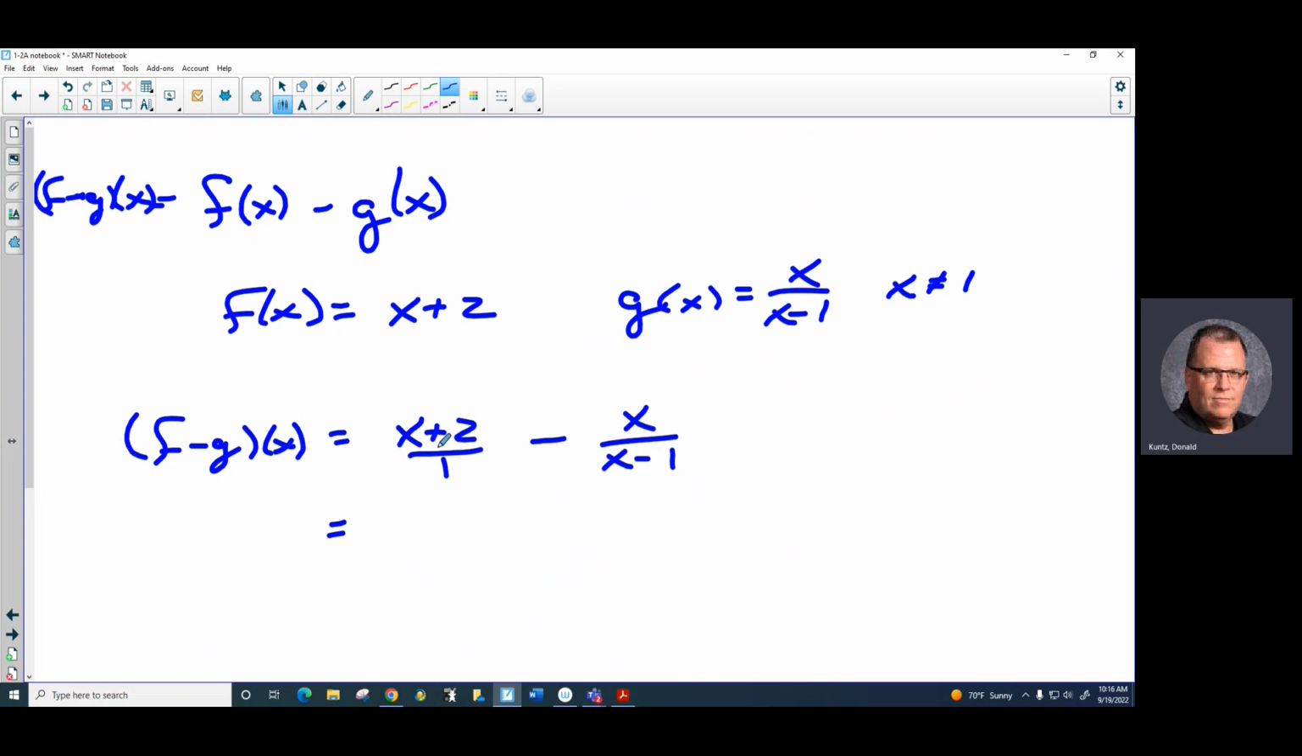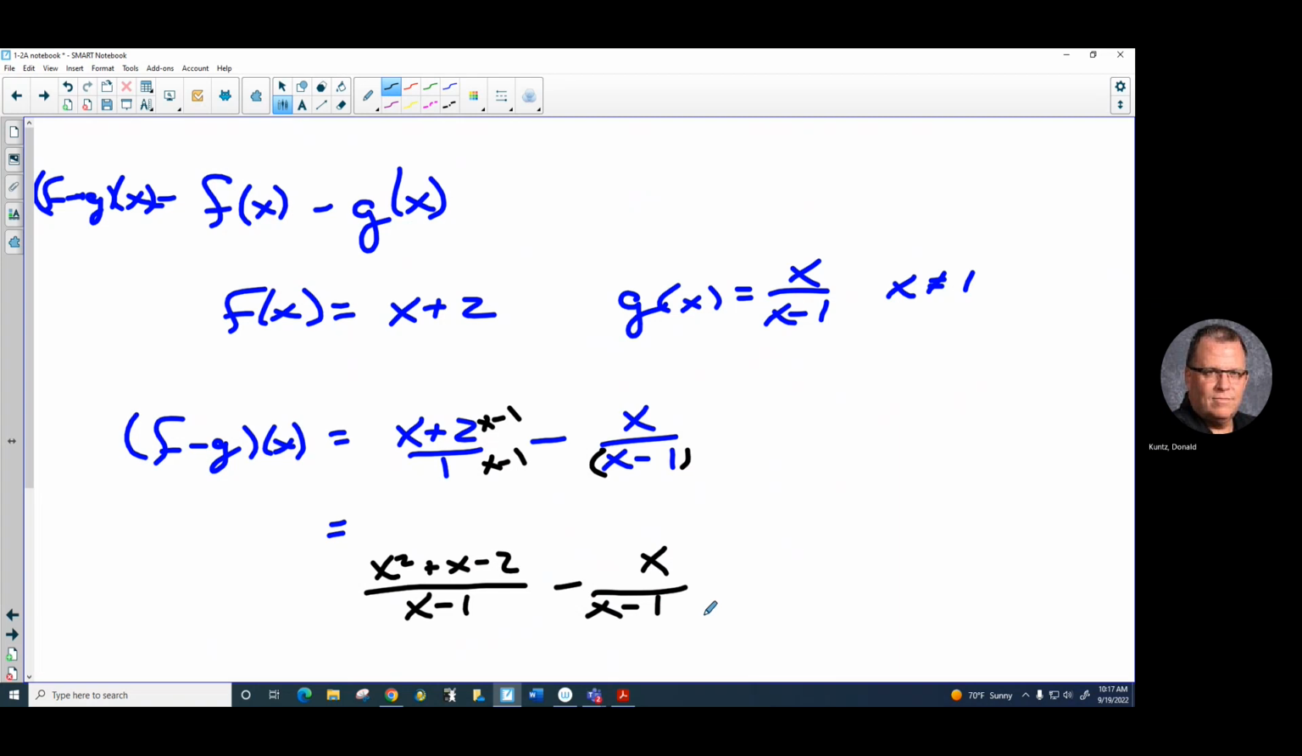So what we have to do is find a common denominator. And the way we do that is we look at this denominator as x minus 1. This one is just 1. So I want a common denominator of x minus 1. So I'm going to multiply top and bottom by x minus 1. When I do that up here, I get x squared plus x minus 2 from that last result over x minus 1. And then minus x over x minus 1.